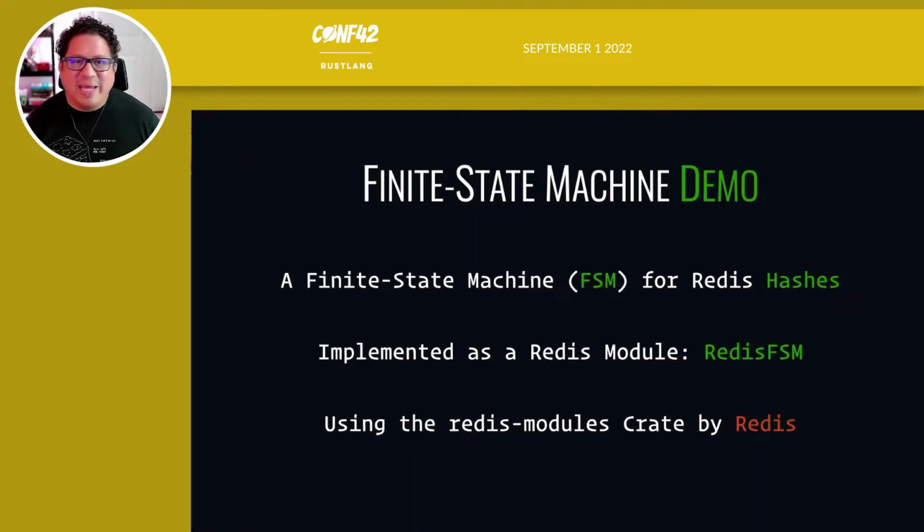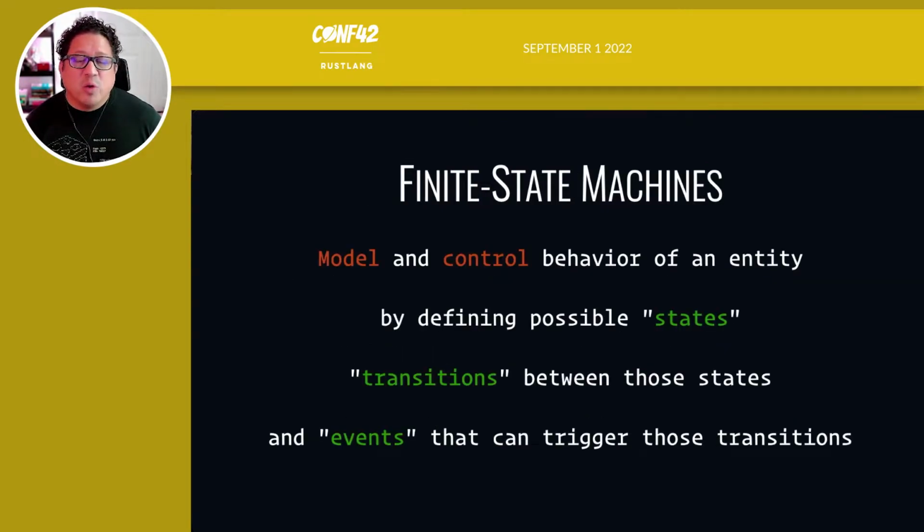We're going to create a finite state machine as a Redis module that's going to be in charge of managing state in Redis hashes. We're going to name it Redis FSM, and we're going to use the Redis modules crate that we've shown previously. The finite state machine is an entity that models and controls behavior. So we define a set of possible states, the transitions between those states, and the events that trigger those transitions.